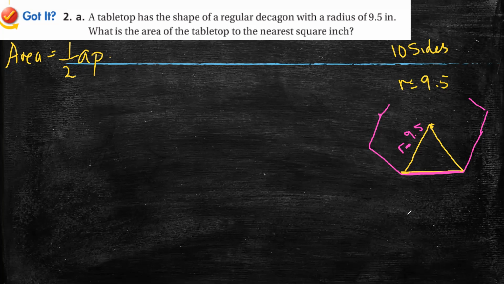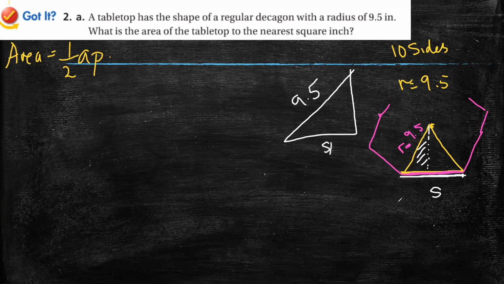What we have to do, as we said yesterday, is that if we need to deal with trigonometric functions, we need a right triangle only. So let's look at this right triangle. The R here is 9.5. Let's name this side S, so half of it is S over 2. And we named this line with an apothem A.